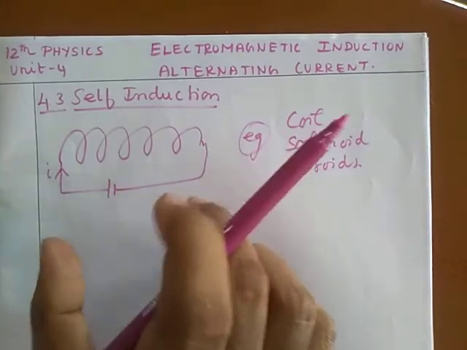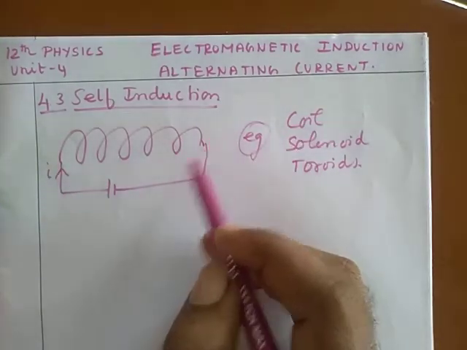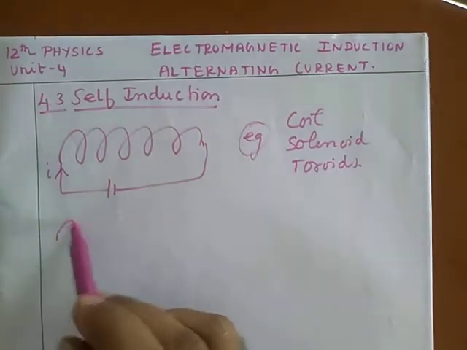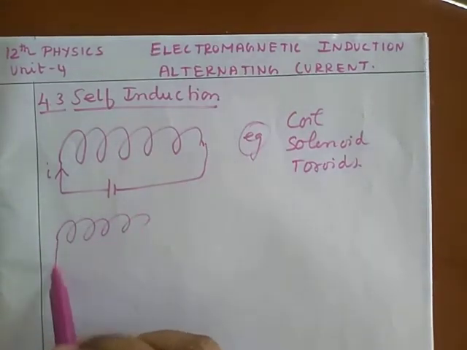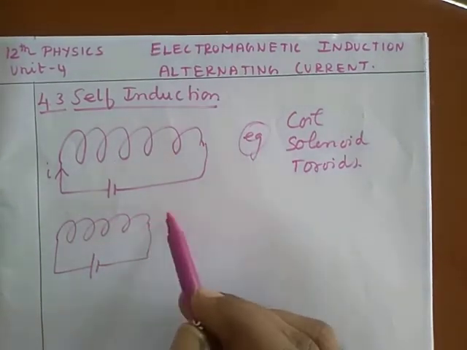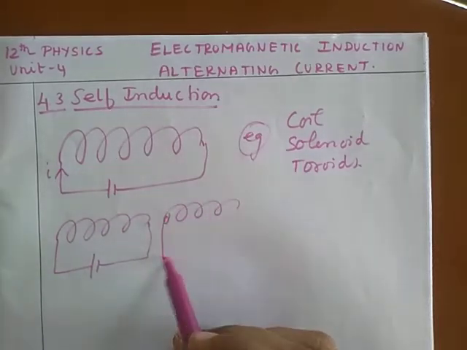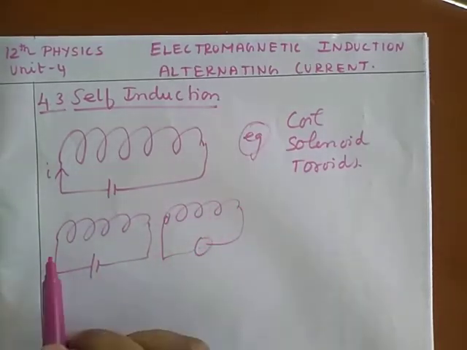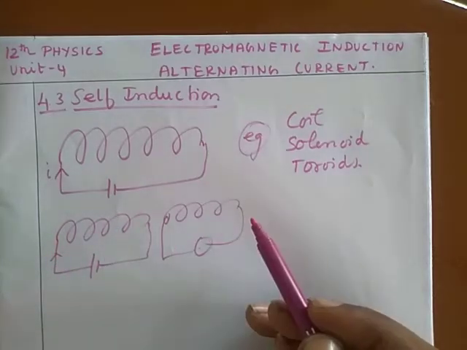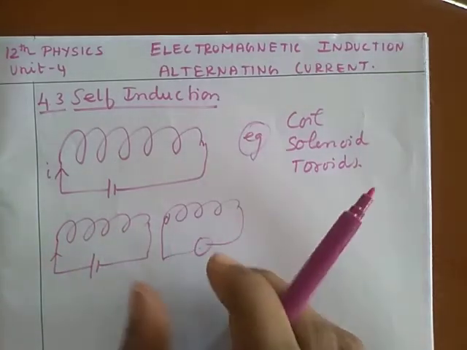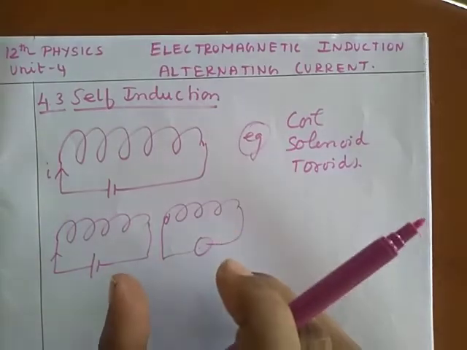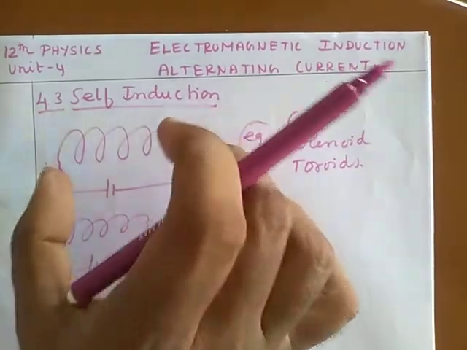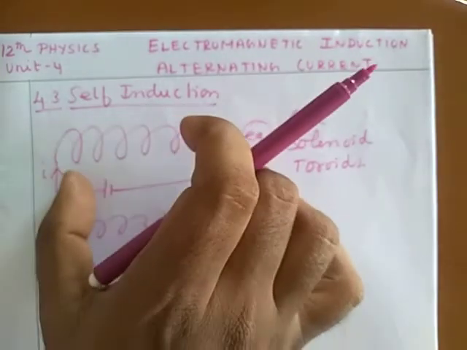Then next, suppose I have one more coil neighboring this one. I apply current in the first coil, and the second coil is connected with a galvanometer. If I apply a current in this coil, it produces EMF in the neighboring coil. This condition is known as mutual induction. First of all, let me see self-induction. For self-induction, we need only one coil.